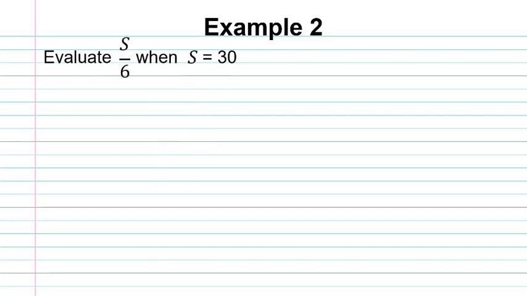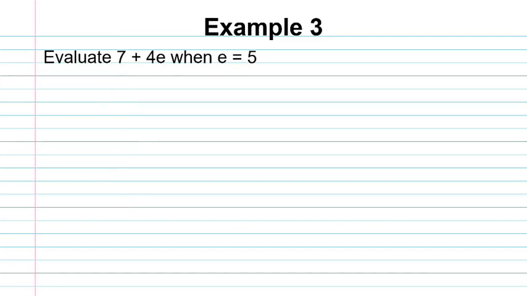Next example. So we're going to evaluate s divided by 6 when s equals 30. I start out by writing out the problem, and once I have it written out, I'm going to go ahead and substitute what I know. I know that s is 30, so I'm going to go ahead and change that s to a 30. I'm going to rewrite that and say 30 divided by 6, and then I can go ahead and think, okay, what's 30 divided by 6, or what times 6 is equal to 30, and that should simplify to 5.